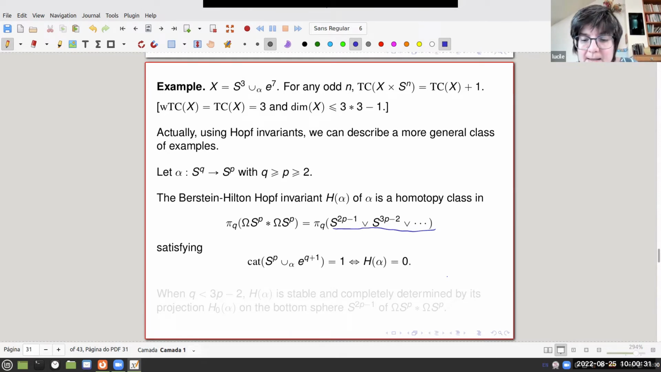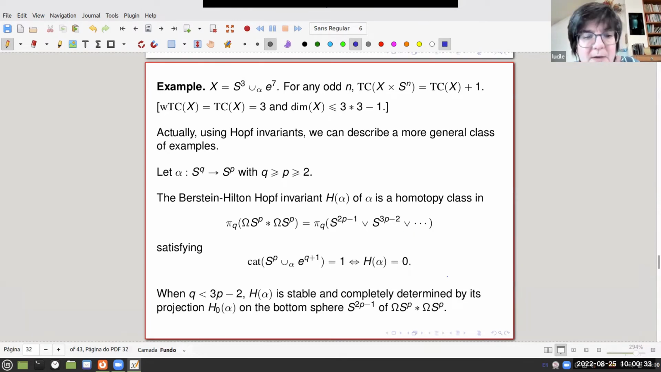And we can observe that when Q is less than 3P minus 2, then H of alpha, this class, will be stable and will be completely determined by the projection onto the bottom sphere, because we are below this dimension here. So the Hopf invariant in this case is completely determined by the projection on the bottom sphere, which we denote by H0 of alpha.